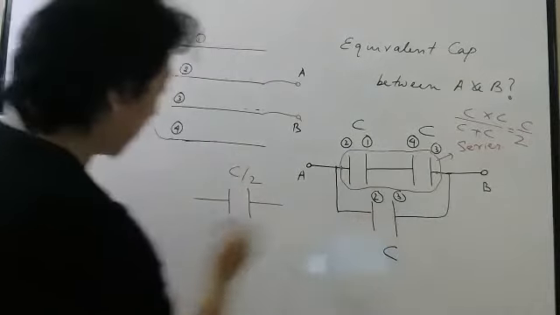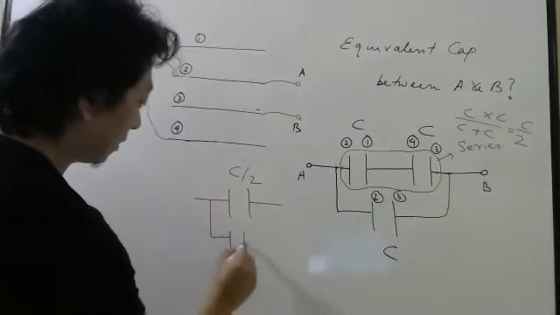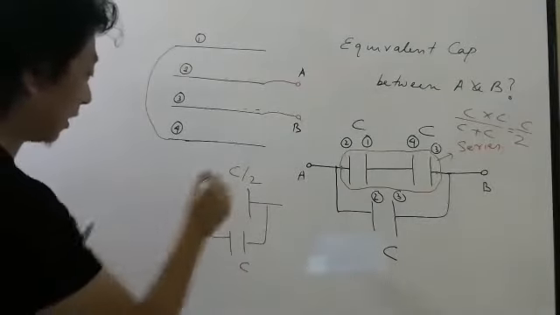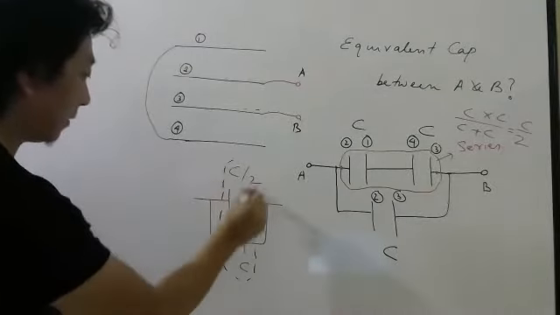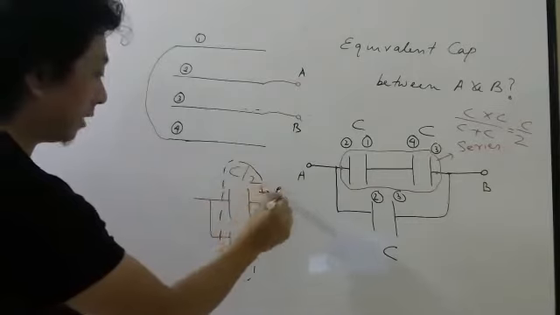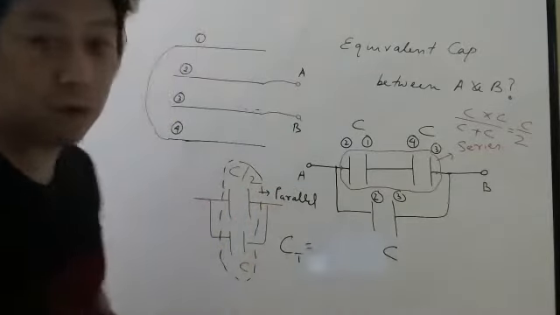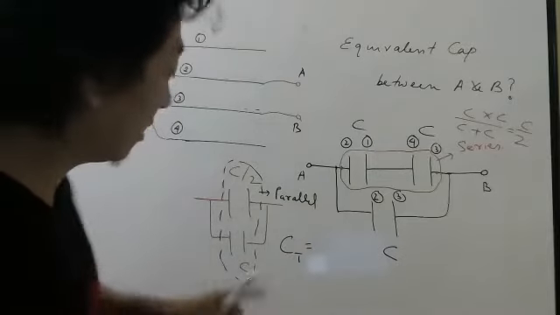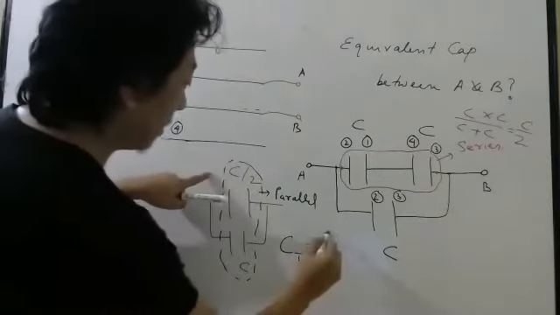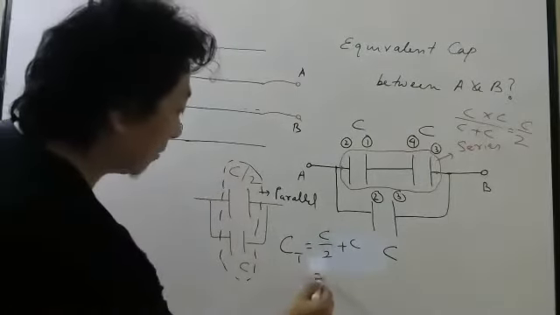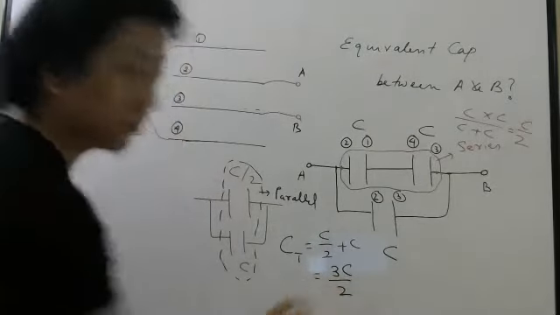Then there is one more capacitor here, C. Right? Now these two are in parallel. So total capacitance will be in parallel. What we do? We add the capacitance. So total capacitance will be C by 2 plus C. C by 2 plus C will be 3C by 2.